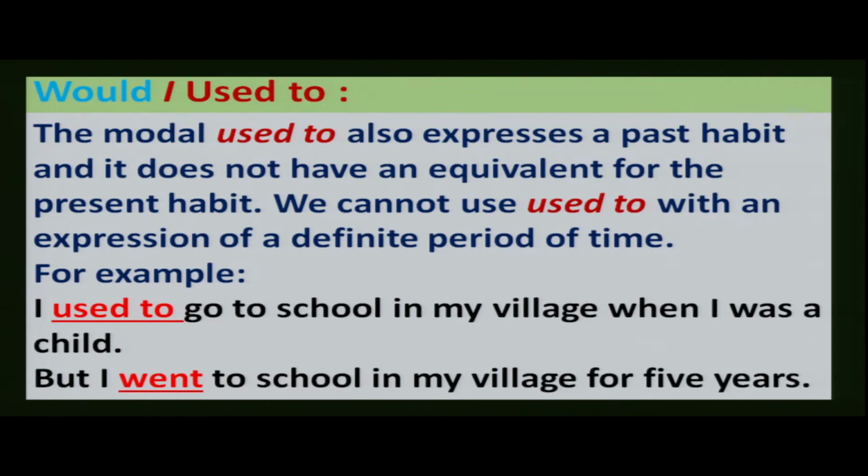Now you see, the modal used to also expresses a past habit and it does not have an equivalent for the present habit. We cannot use used to with an expression of a definite period of time. If a definite period is given, then we cannot use used to. I used to go to school in my village when I was a child, but I cannot say I used to go to school in my village for 5 years. If you say for 5 years, it will be a mistake. We cannot use it for a period of time. So we should use used to talk about the past habit, right? Not for a definite period of time. But I went to school in my village for 5 years.